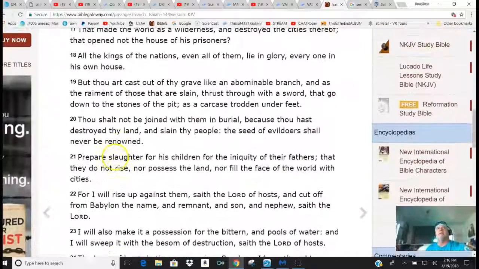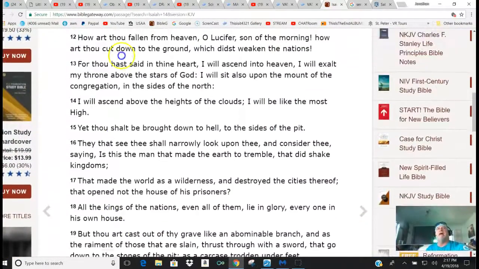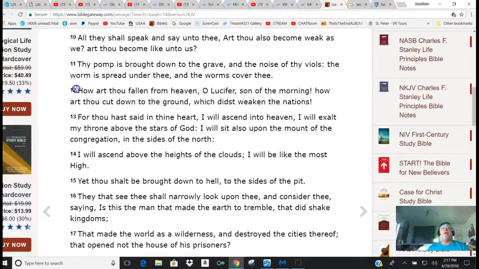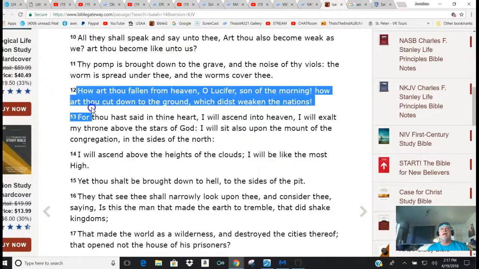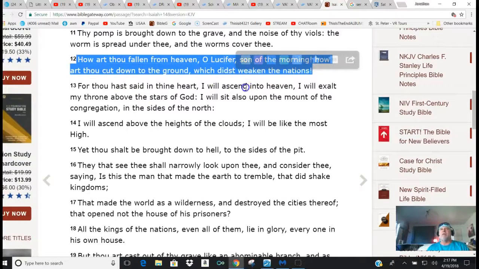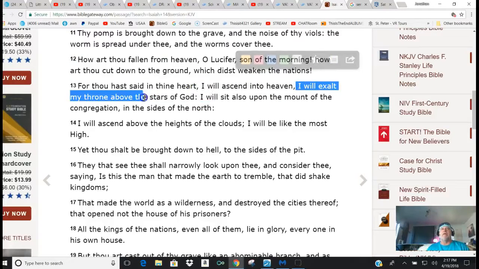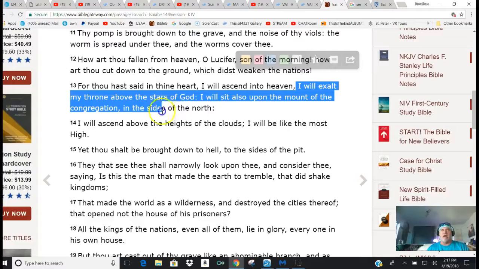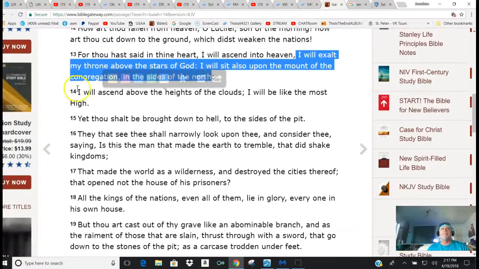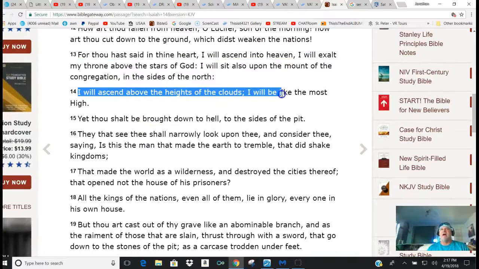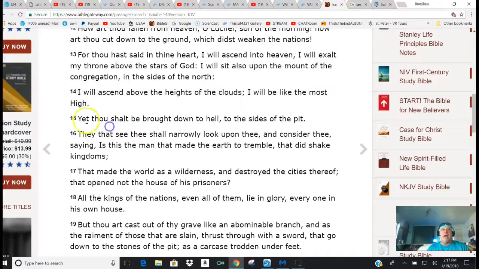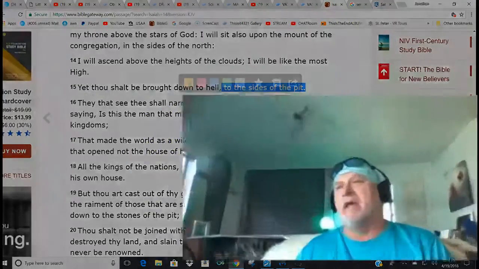Okay, so let me show you what's going on in Isaiah 14. For how art thou fallen from heaven, O Lucifer, son of the morning? How art thou cut down to the ground, which didst weaken the nations? For thou hast said in thine heart, I will ascend into heaven. I will exalt my throne above the stars of God. I will sit upon the mount of the congregation in the sides of the north. I will ascend above the heights of the clouds. I will be like the Most High. Yet thou shalt be brought down to hell, to the sides of the pit. Okay, so we all know that Lucifer was cast down to hell.